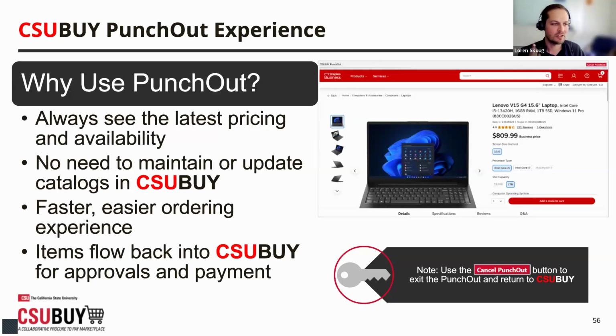Okay, so why do you want to use a punch out? Pricing is automatically updated. You don't have to get new quotes or do anything like that. You're going to have updated live pricing because that's managed by the vendors. It's a much faster and more streamlined experience, and the items will flow right back into CSU Buy for approvals and for payment. It's a seamless transition.